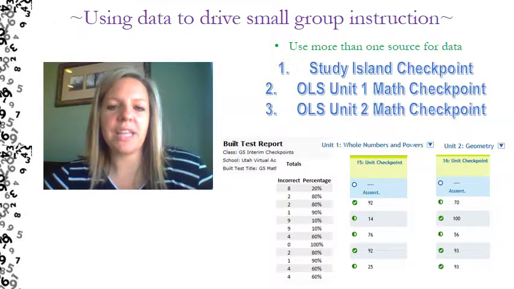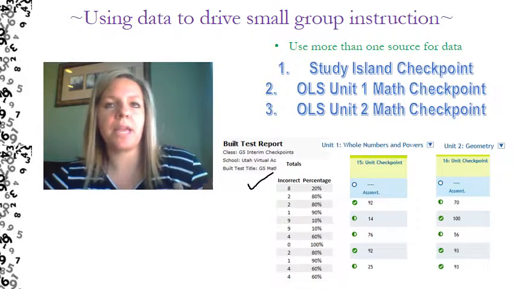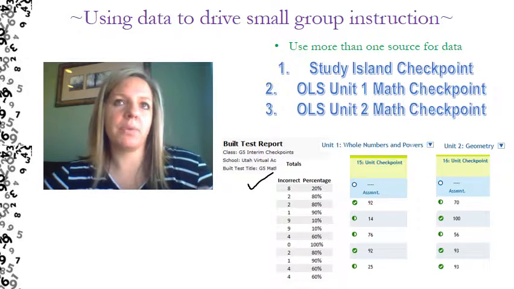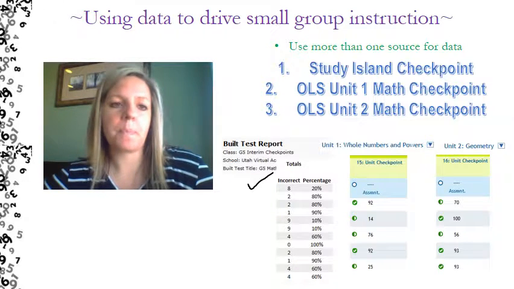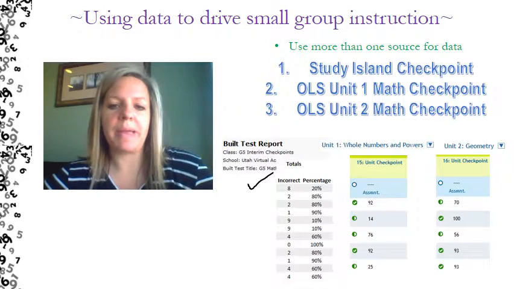The first thing that I used was our Study Island checkpoint, and you can see down here I've got my data. I pulled my kids and sorted them like we were asked to at our last PD. We decided what percentage worked for our group, depending on how many kids scored below a point that we thought was enough kids to invite, not too many.